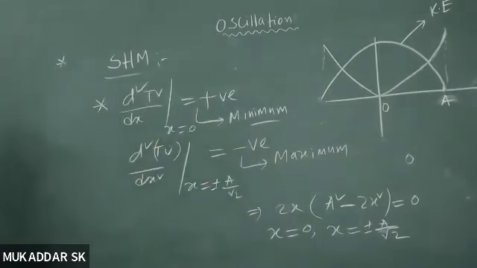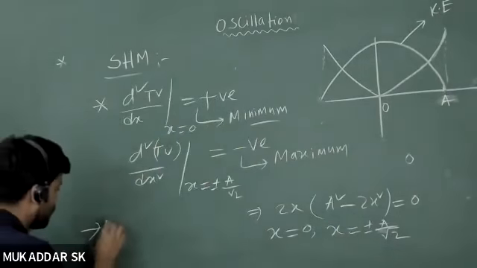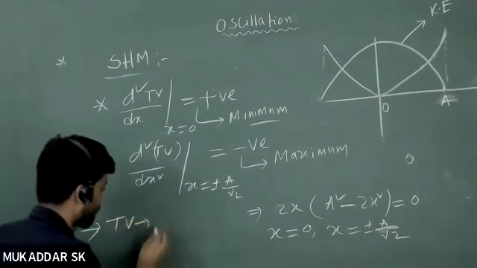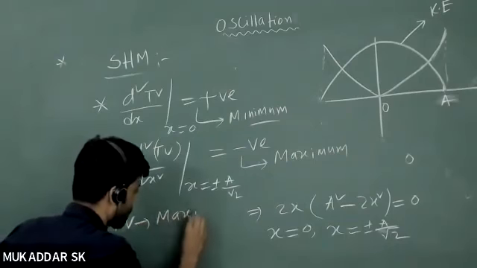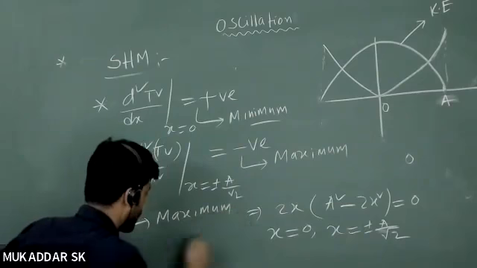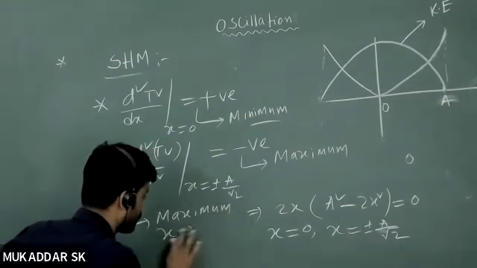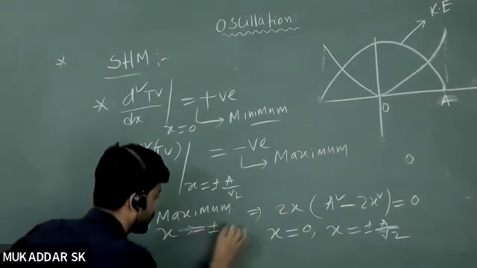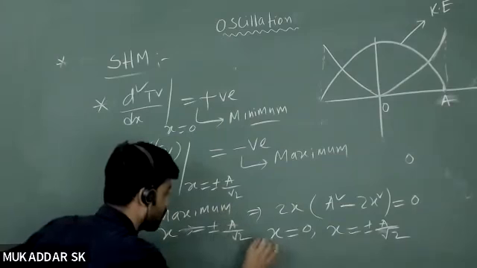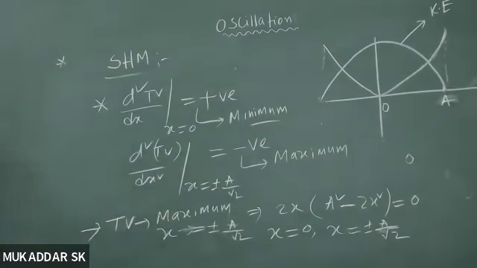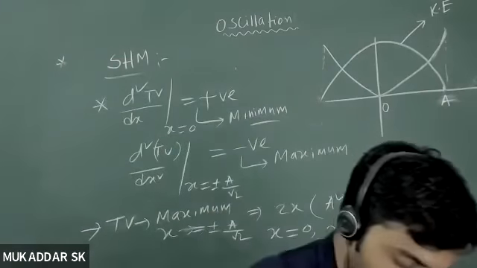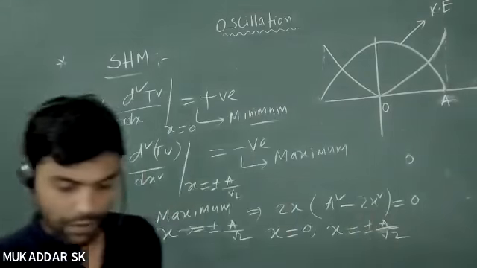So what is the answer now? So TV will be maximum at x equals plus minus a by root 2. Is this part clear to all what I'm saying? Yes, sir.